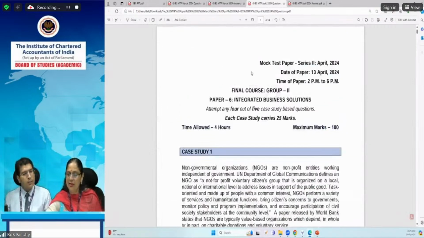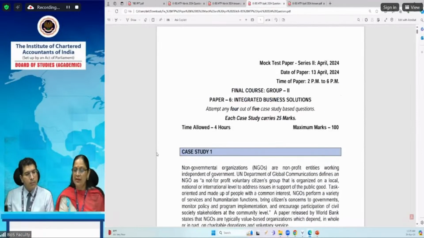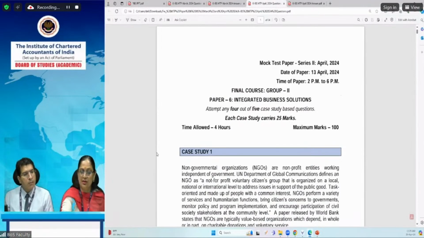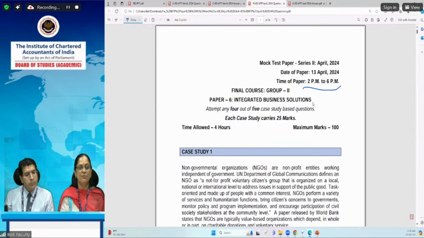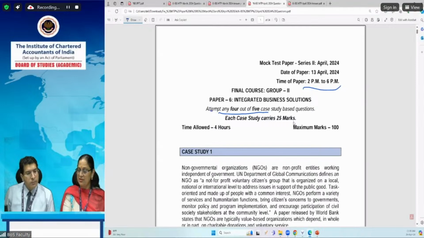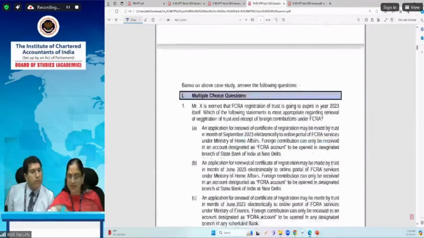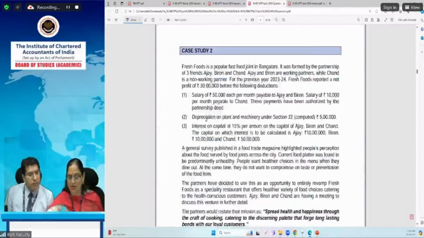So we are proceeding with the mock test paper. We assume that you have read the instructions carefully: in Integrated Business Solution, the paper is for 4 hours, that is 2 p.m. to 6 p.m., almost the same pattern which we follow for the examination, right? We have 5 case studies, each carrying 25 marks, and you need to attend any 4 case studies. So we are directly moving to case study 2, which the student wants to understand.